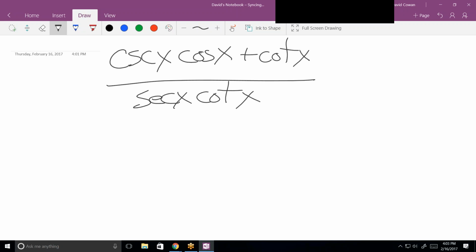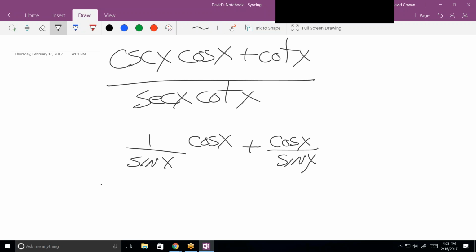So cosecant of x is what? Cosecant of x equals 1 over sine of x. Okay, and I'm multiplying that by cosine of x plus, what's cotangent x equal to? Cosine x over sine of x. Okay, all of that's over what's secant of x equal to? 1 over cosine of x. Times cotangent, which is what?